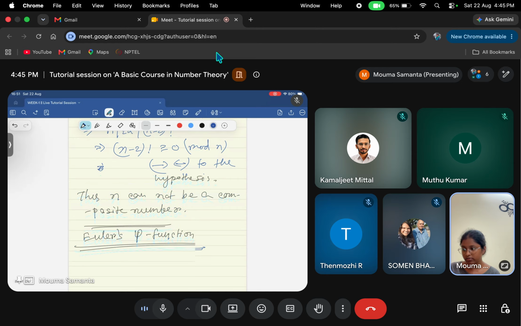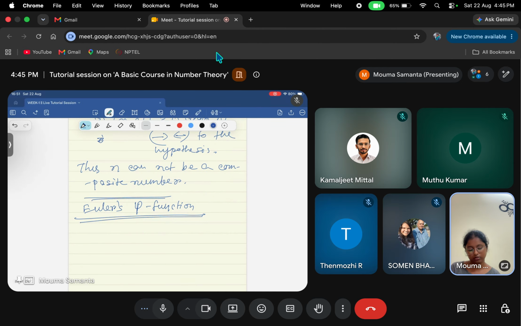It will be question number 4. The first question is, if n is odd, then what was the phi function? First recall. What was phi of n for an integer n? What was phi n?